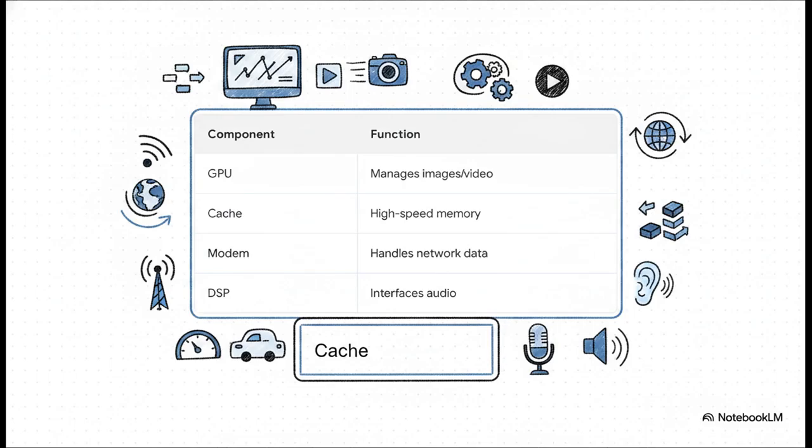Cache is a tiny amount of high-speed memory. We're talking maybe just 2 to 12 megabytes, sitting right next to the processor. Think of it like driving a car. You don't need to relearn how to hit the brakes every time you stop, right? The cache stores those highly frequent, repetitive instructions for instant access, saving the processor from having to look them up on the hard drive every single time.